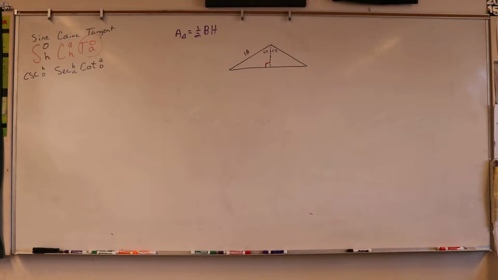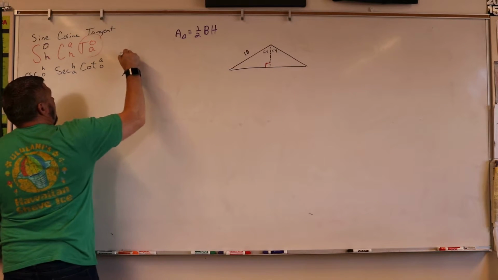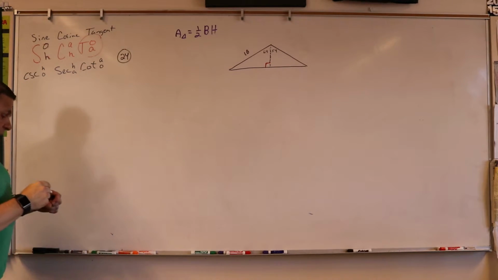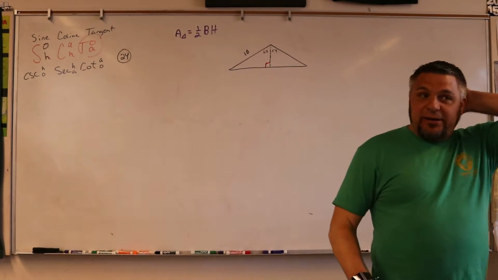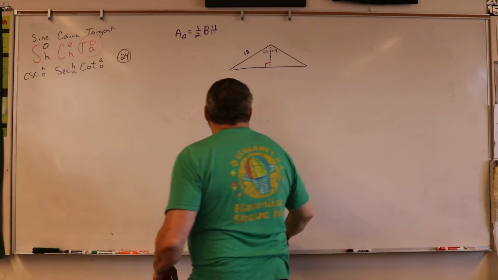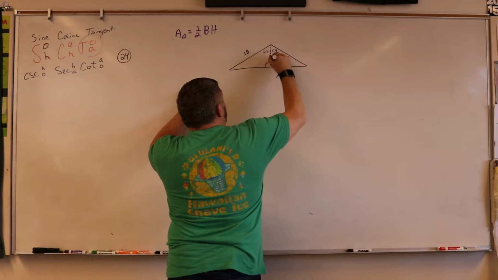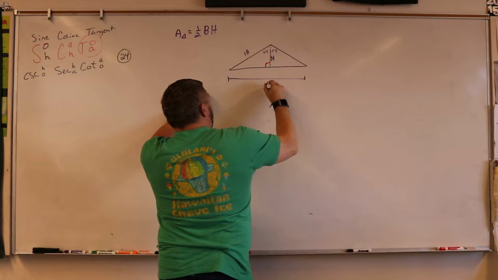Okay, this is problem number 24. This is what we call a four-stepper. Okay? So, this is what we're going to have to do. We got to find the area, right? Just like before, 1/2 base times the height. We know that this is our height, and we know that this is our base.